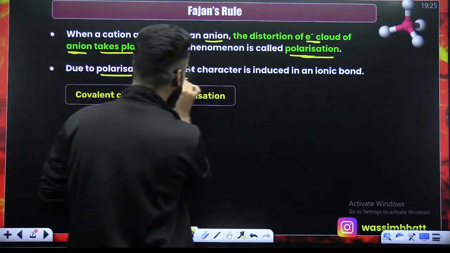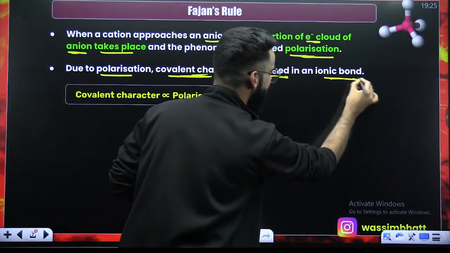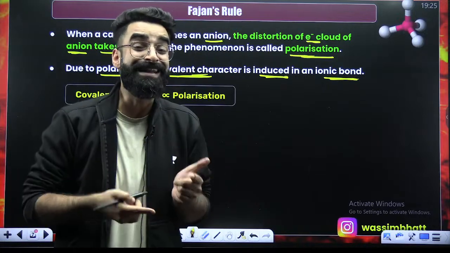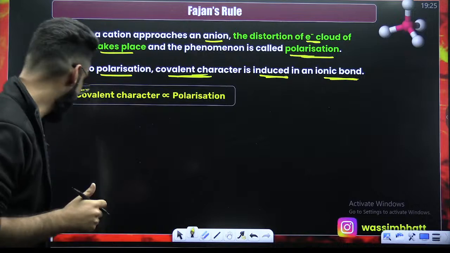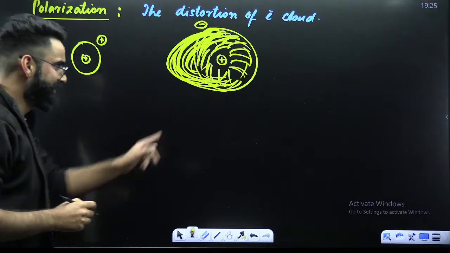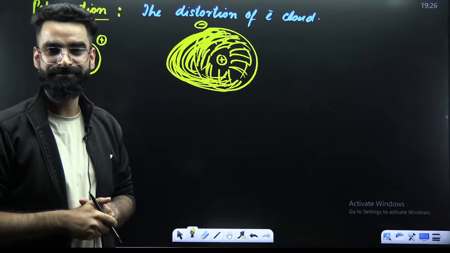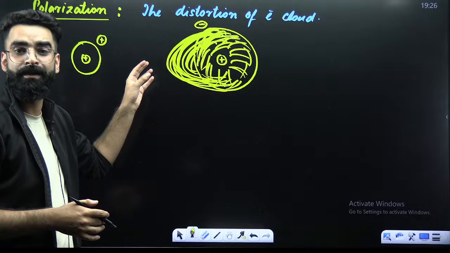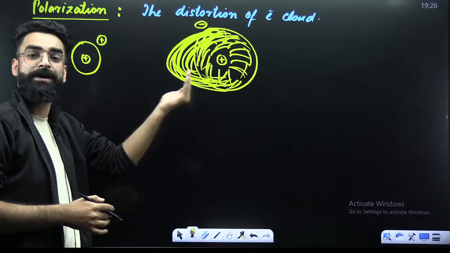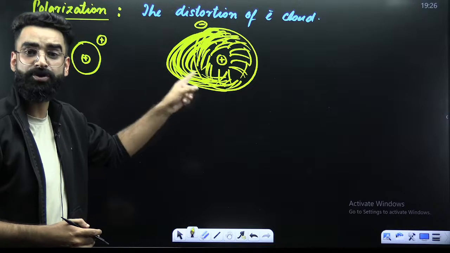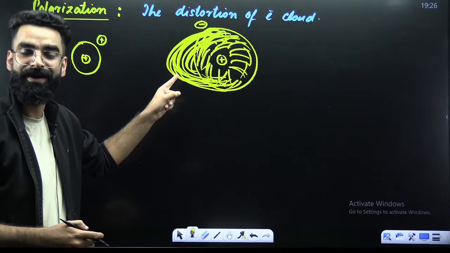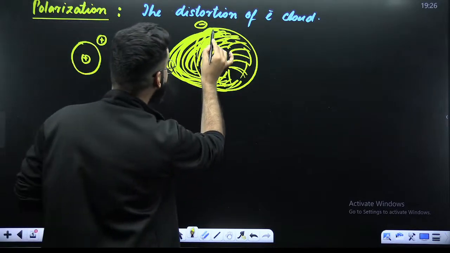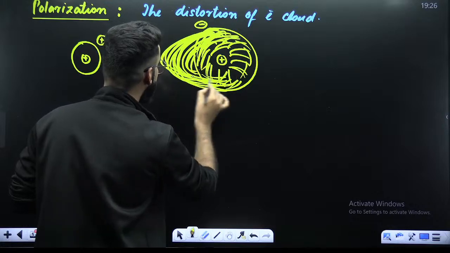Due to polarization, covalent character is induced in an ionic bond. What is meant by that? Just try to understand. This anion in the beginning was spherically symmetric. Now, when the cation approached this anion, this cation attracted its electron cloud towards itself, due to which distortion of electron cloud took place over here. This electron cloud was spherical in the beginning. Now, electron density has shifted in this particular direction.